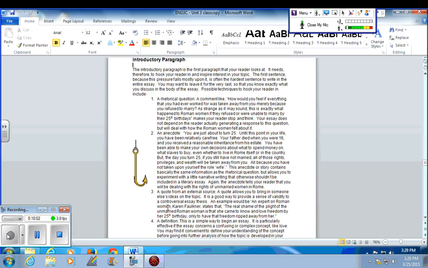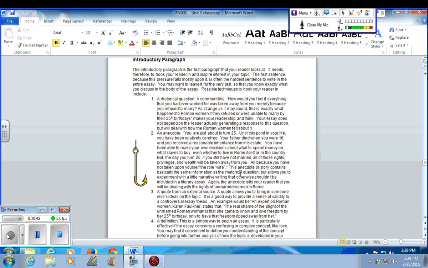As strange as it may sound, this is exactly what happened to Roman women if they refused or were unable to marry by their 25th birthdays. That will make your readers stop and think about how that would feel, and that could lead into your essay on the marriage practice of Romans. Your essay doesn't depend on the reader actually generating a response, but we'll deal with how Roman women felt about it. Another way is an anecdote, on this exact same topic, but worded differently.